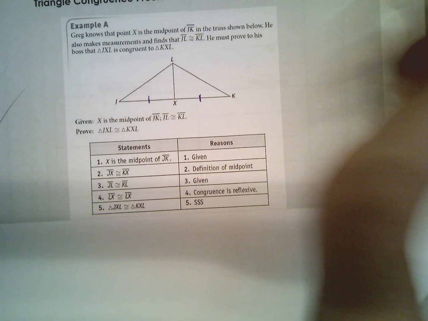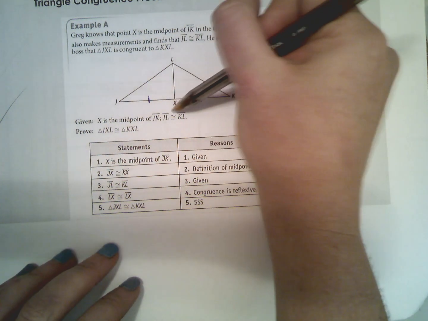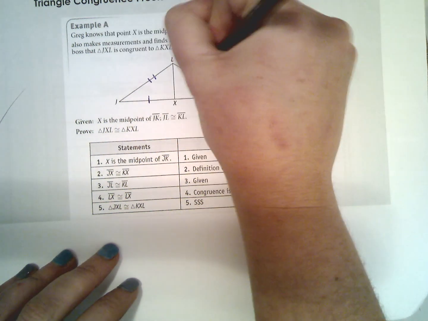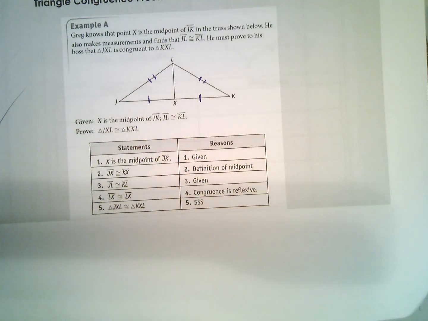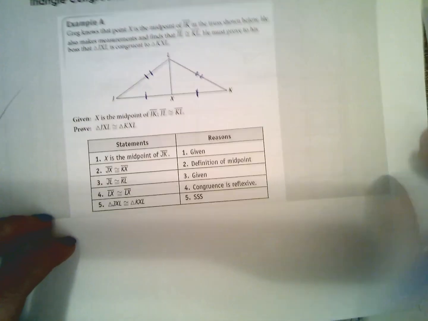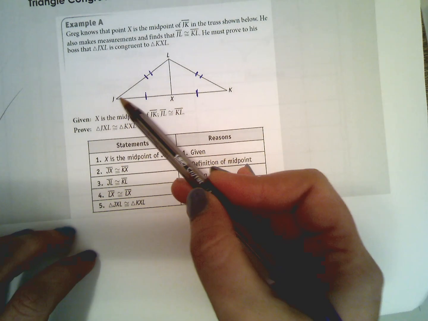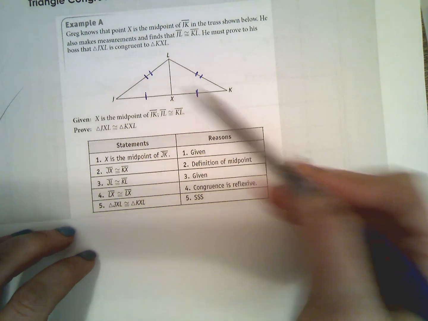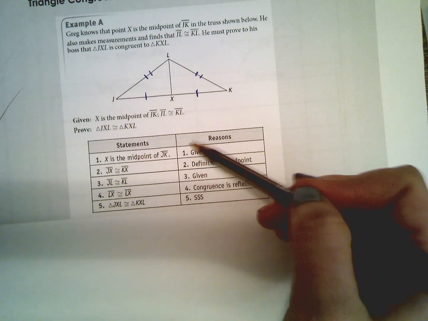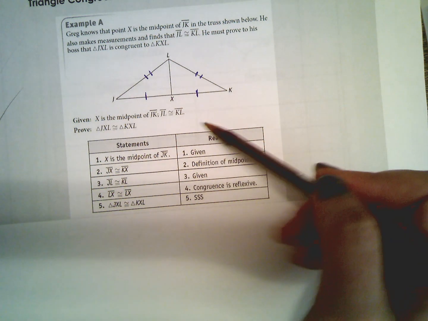And then it tells you that segment JL is congruent to segment KL. So I'm going to put two marks there to show that this segment is congruent to this segment. So always mark your triangle up first before you start your proof. That way you can look at the picture and see what's going on. They want you to prove that triangle JXL is congruent to triangle KXL. And here's your reasons.